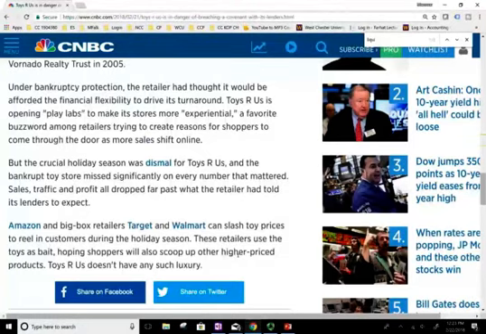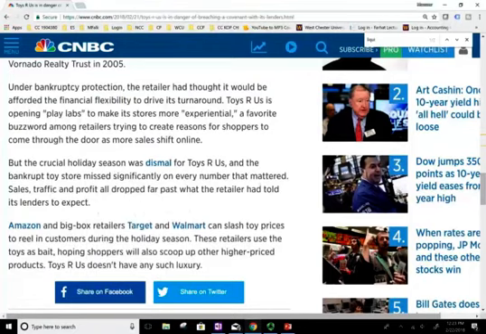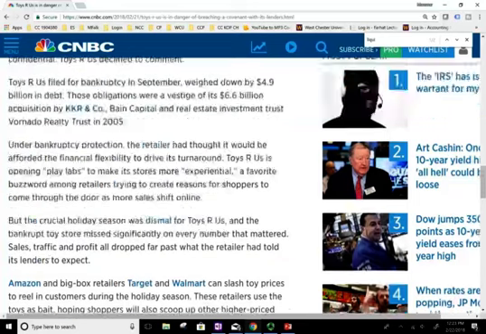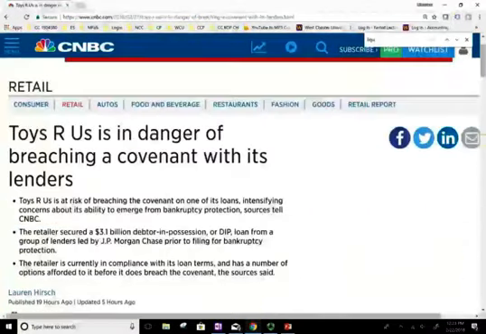And Toys R Us does not have that option. So what's happening? Less and less people. So sales, traffic, and profit have dropped far past what the retailer has told its lenders to expect. Therefore, they're simply in trouble, and the lenders are looking at those financial ratios as an indicator. So this is why we learn about financial ratios, and this is how they are used in the real world. Hopefully this is helpful.